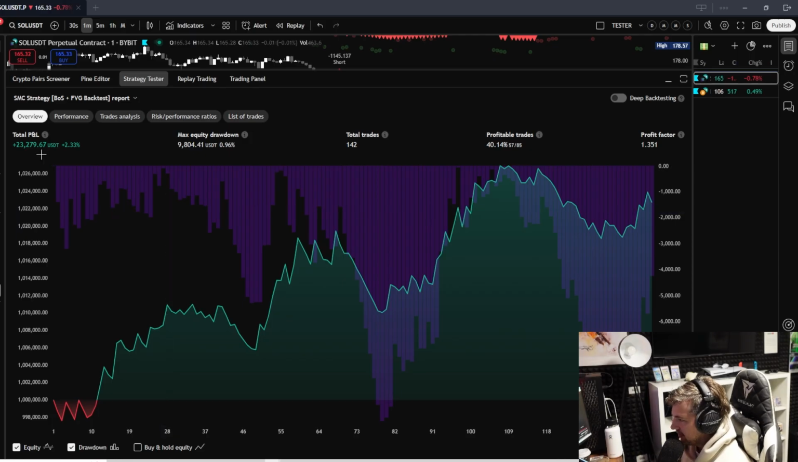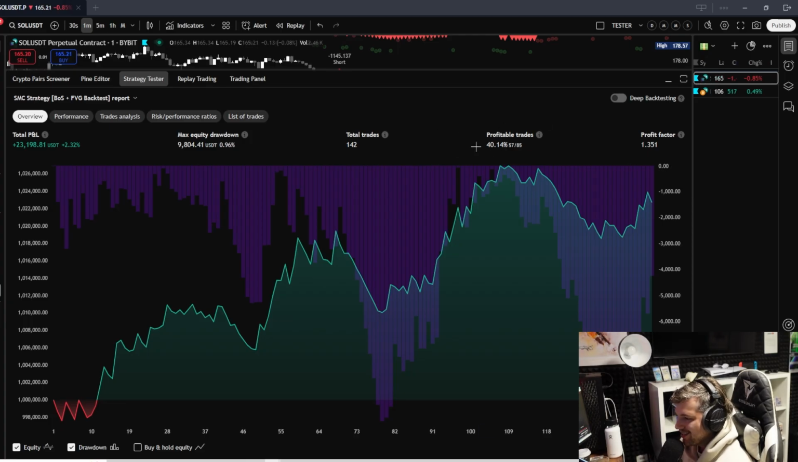This actually looks a lot better. This looks like it is still in an active trade. We are now plus $23,000, averaging about a 2% return on a $1 million portfolio. You can see the total number of trades down here at the bottom. So it took 142 trades. It is still less than profitable at only 40%.